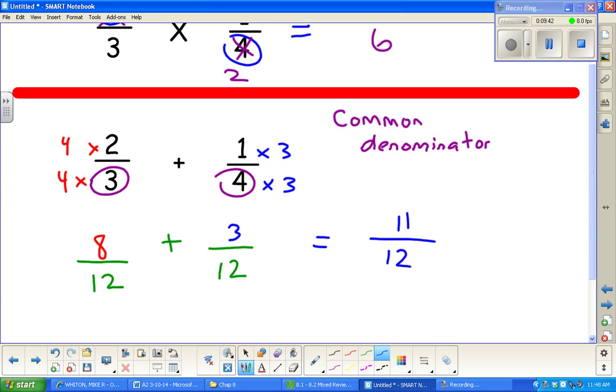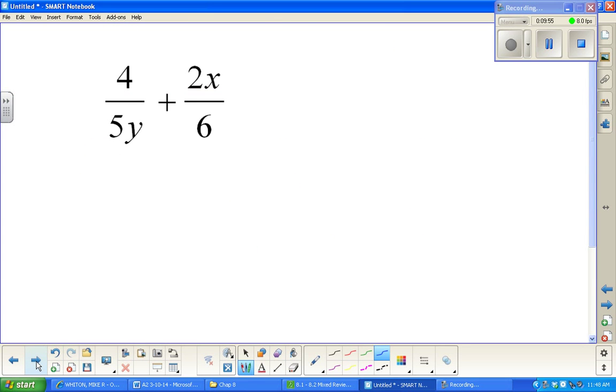Okay, so we're going to do the exact same process. Throw some variables in the mix, and we're going to add some fractions, add some rational expressions. So let's go over a couple quick ones. Something like this. We have 4 over 5y plus 2x over 6. Okay, need a common denominator here.